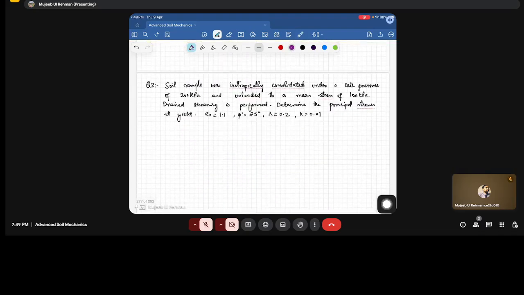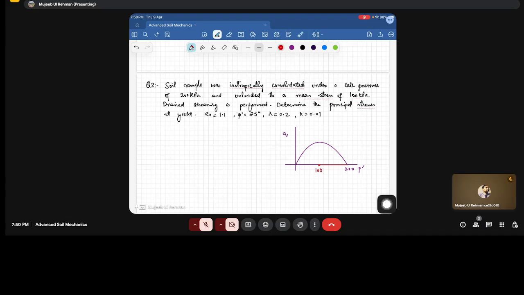Now we have another question. A soil sample was isotropically consolidated under a cell pressure of 200 kPa and unloaded to a mean stress of 100 kPa. Drained shearing is performed to determine the principal stress at yield. So what I have been told, for example, this is our p' q plot. This is the yield surface corresponding to the isotropic consolidation state of 200, and then we have unloaded the sample to 100. Somewhere here it is 100.